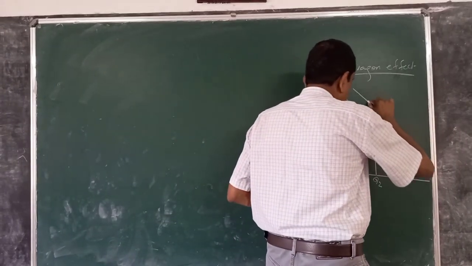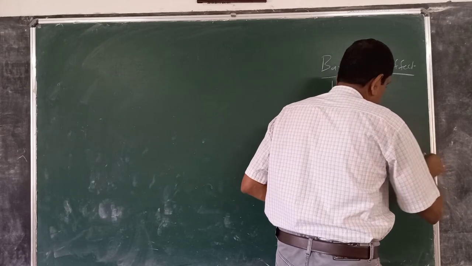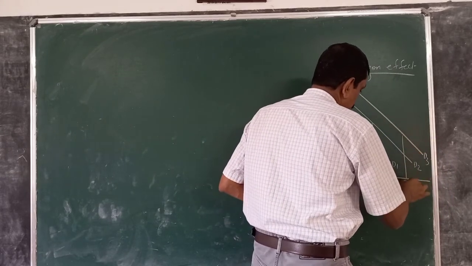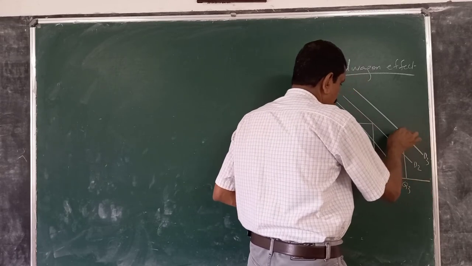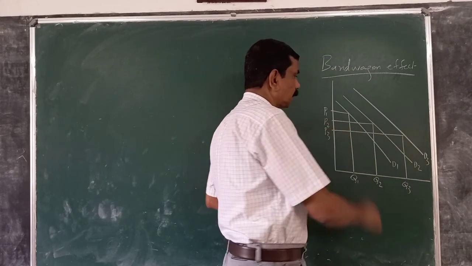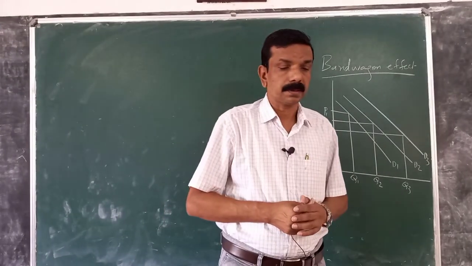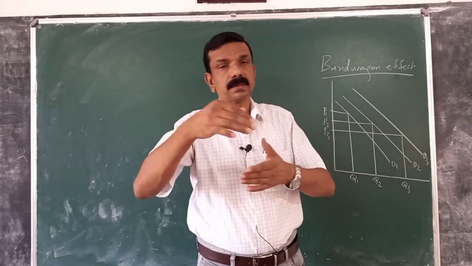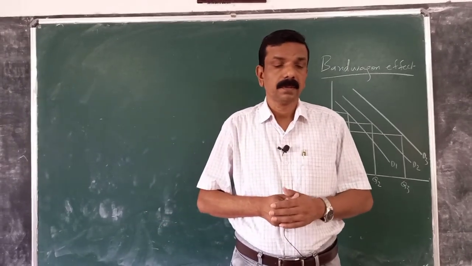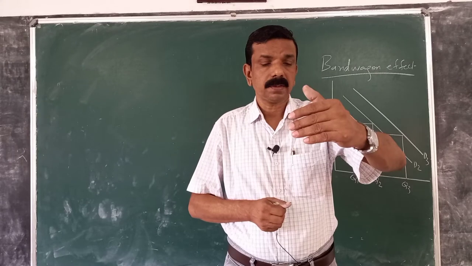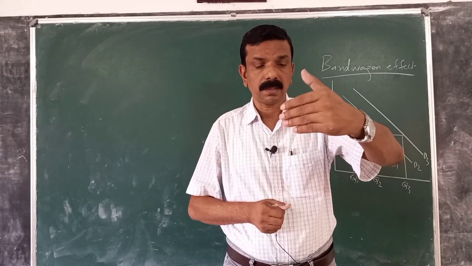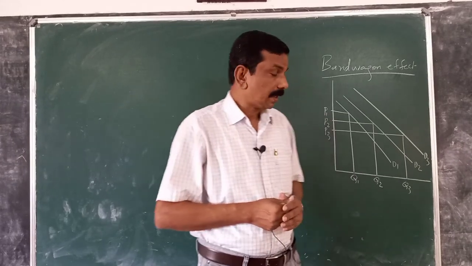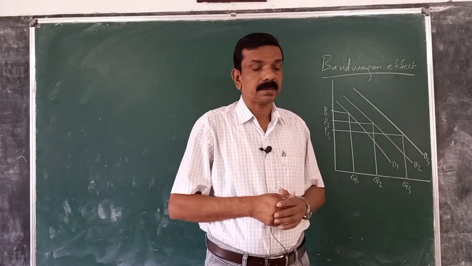Similarly, if the consumers perceive that demand is D3, then the quantity is Q3 and the price is P3. So as you can see, the demand curves keep shifting due to the positive marginal external effects on consumption as price changes.